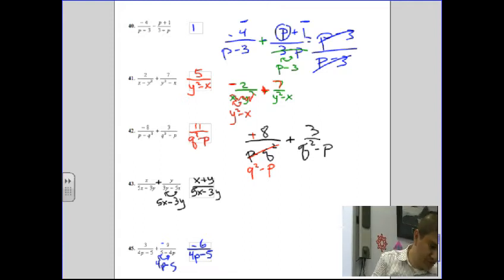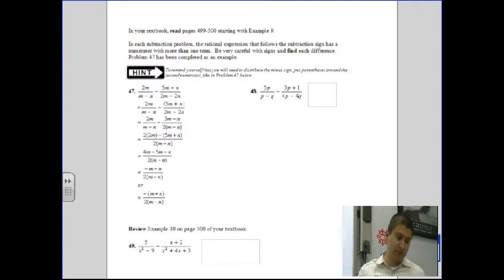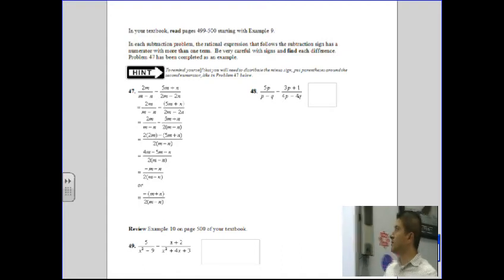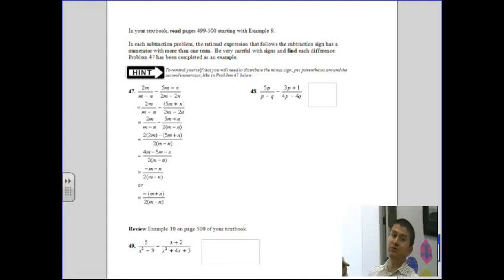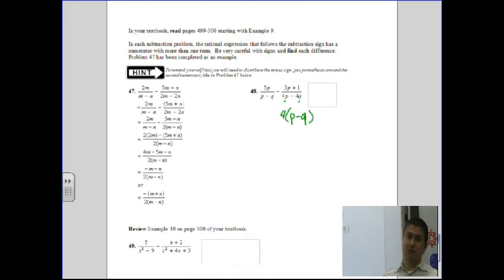Turn the page! Now these are going to get a little more complicated. We won't have time to do every single one of them, but let's try a couple. Why don't we start with number 48? With number 48, the first thing I need to do is factor out a 4 out of those two. So take out a 4, and I get p minus q on the denominator.